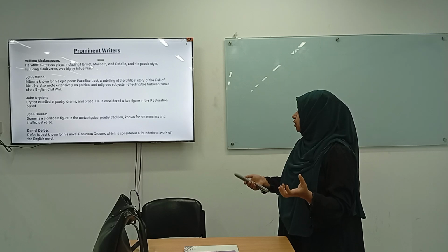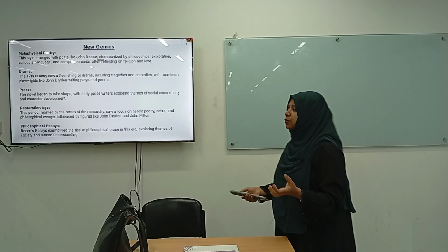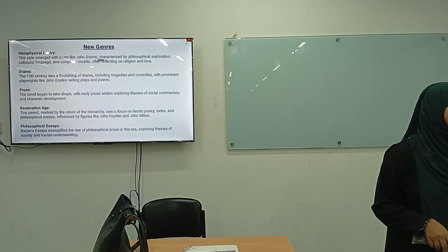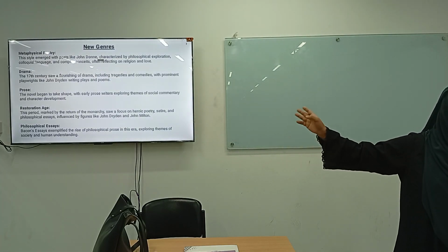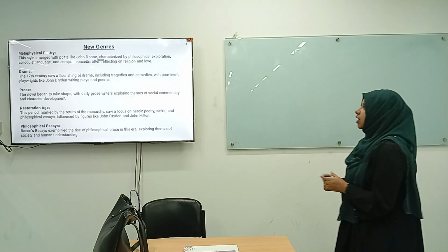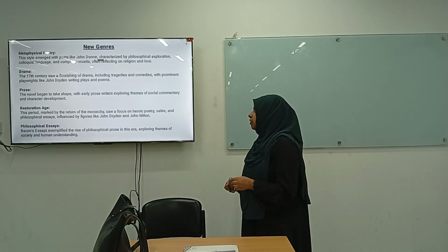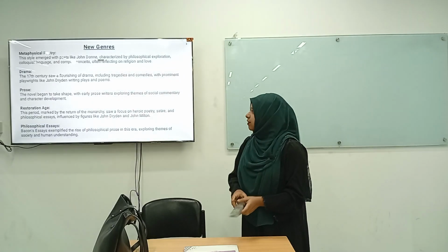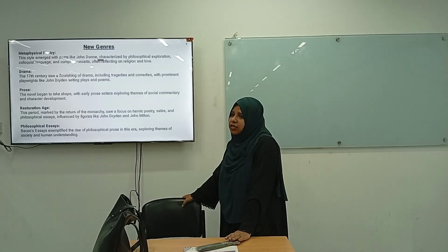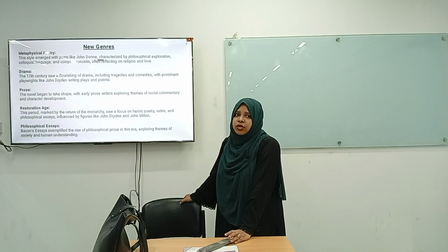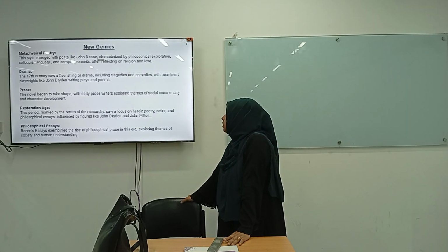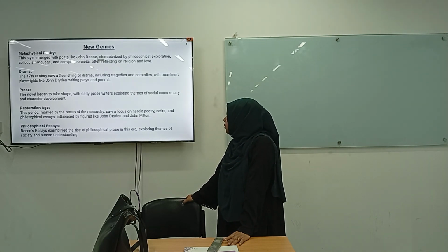Okay, and then come the new genres which actually evolved in this 17th century. These were new in the field of literature. But first is metaphysical poetry. You have already read that, right? Yes, ma'am. Okay, then comes drama. The 17th century saw a flourishing of drama. Drama was there, but new forms of drama bloomed in drama writing. Those were in the 17th century, including tragedies and comedies with prominent playwrights like John Dryden writing plays and poems.